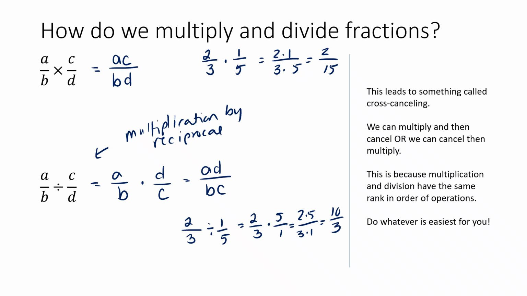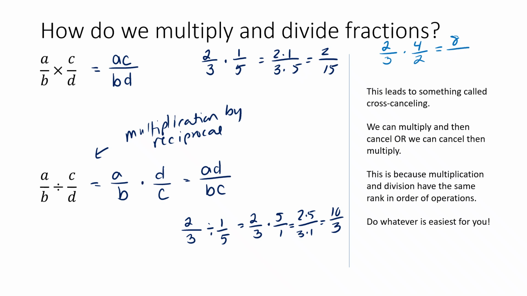So if you had 2/3 times 4/2, okay, you could multiply and then cancel. So you could do 2 times 4 is 8.